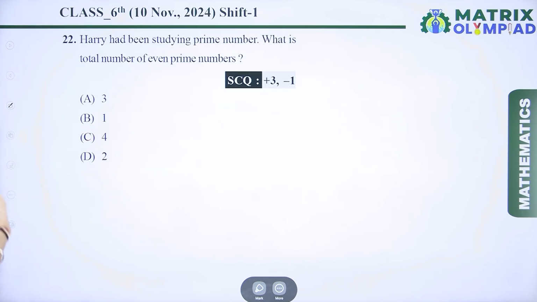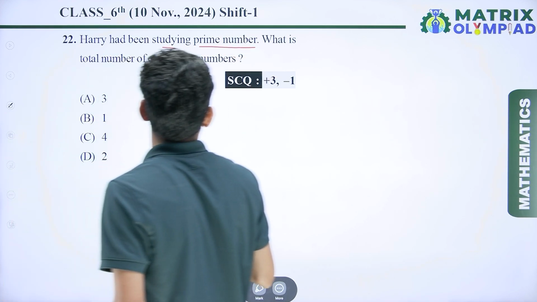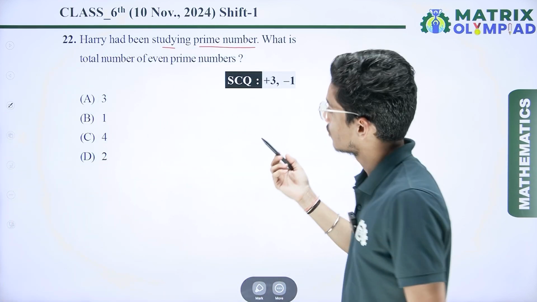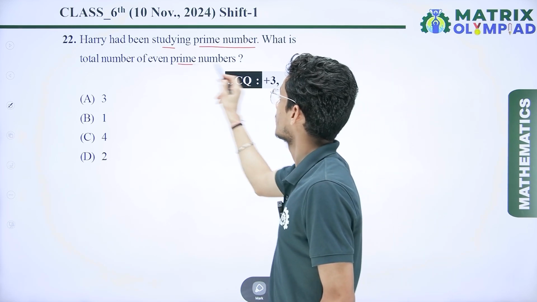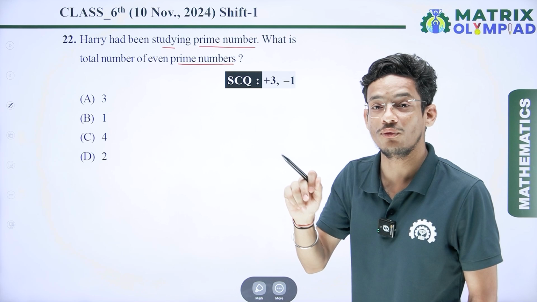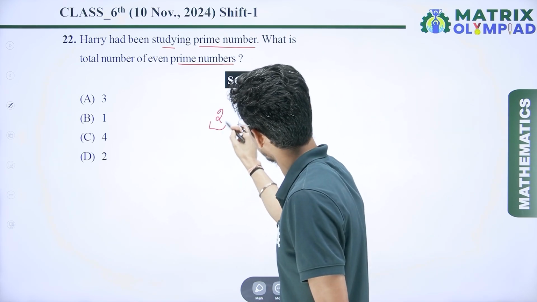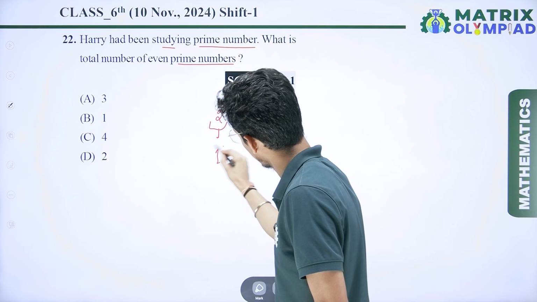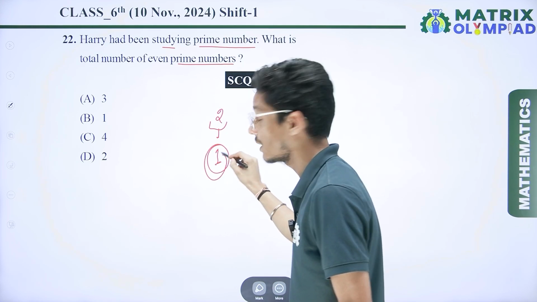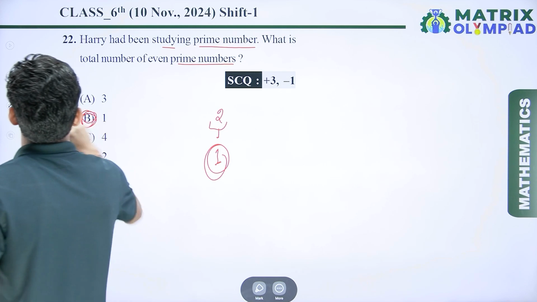So now if I talk about the next question, that is, Harry had been studying prime numbers. What is the total number of even prime numbers? So here we have to find the total number of even prime numbers. So we know the prime number is 2 and the total number of even prime numbers, that is only 1. So here option number B is the correct answer.